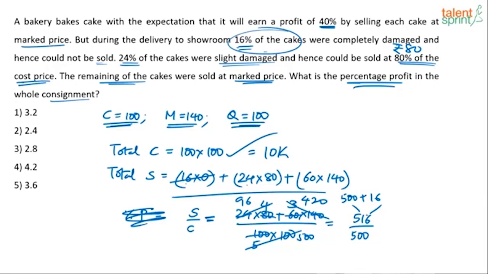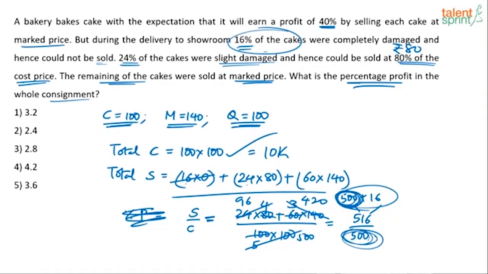Now why did I break it as 500 plus 16? Why not 400 plus 116? Why not 300 plus 216? Or why not 450 plus 66? Because the denominator is 500. I want the numerator always in terms of the denominator. Now recall, what is selling price? Cost price plus profit. And the cost price in the denominator is 500. So this 500 represents the cost price.